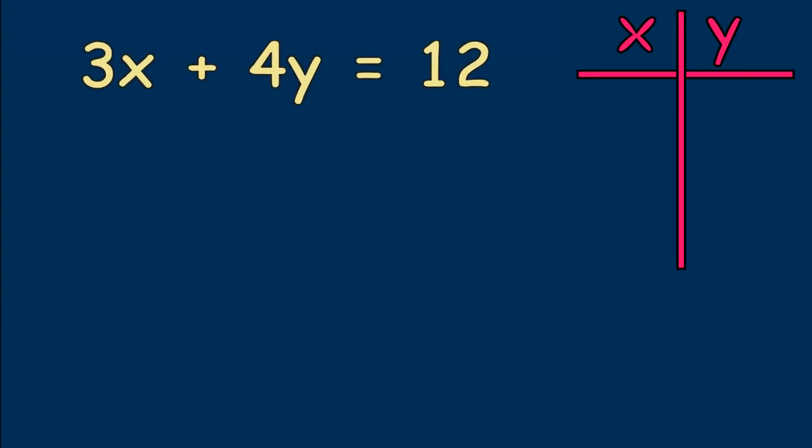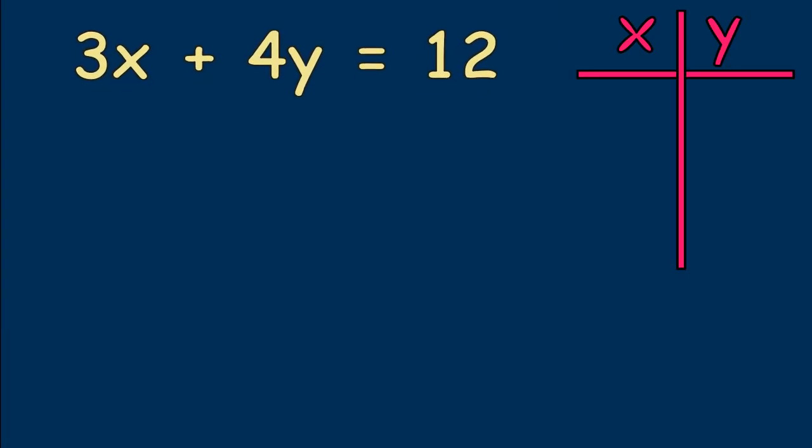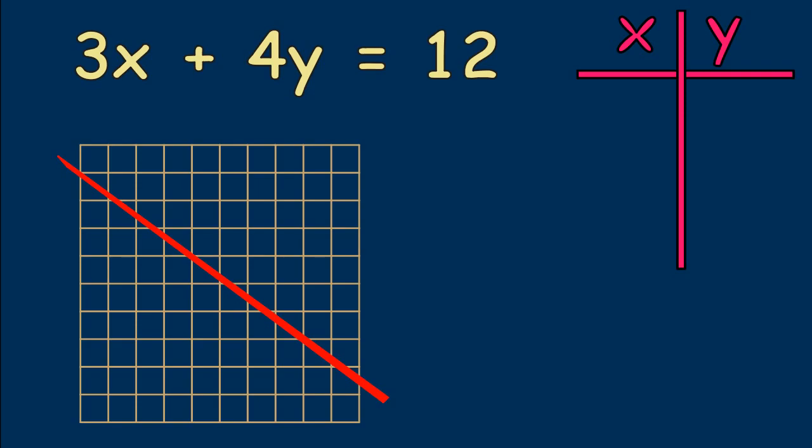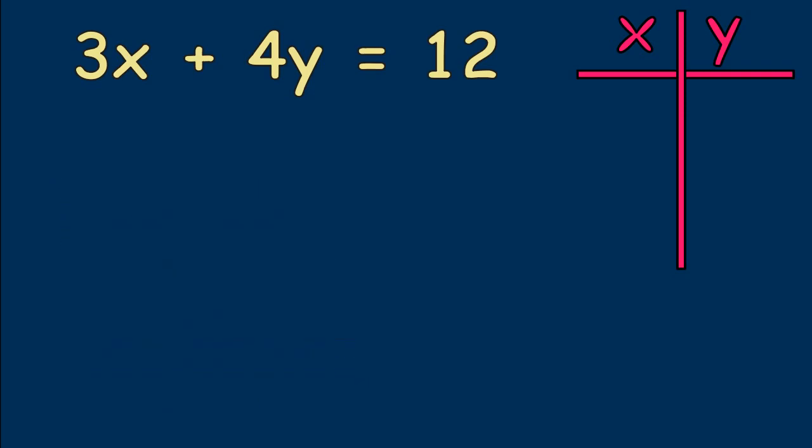In this lesson, you will learn how to graph linear equations by making an x, y chart and plotting or graphing the points. Let's start with the equation 3x plus 4y equals 12. Since this equation has no exponents, like x squared or y squared, we know the graph will be a straight line. If our graph shows anything other than a straight line, we know we made a mistake somewhere.